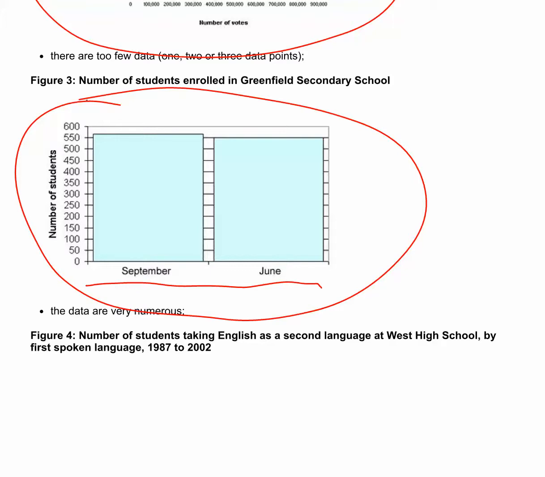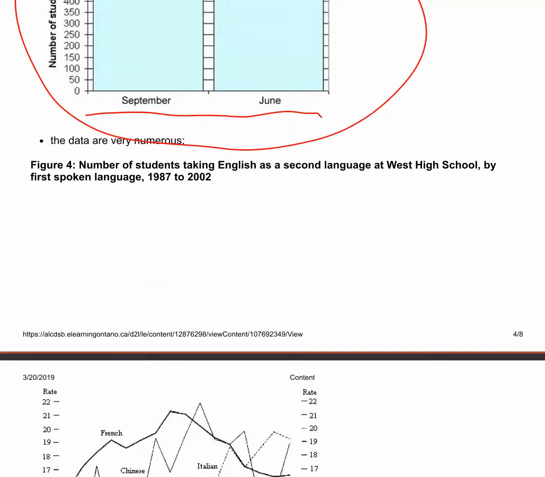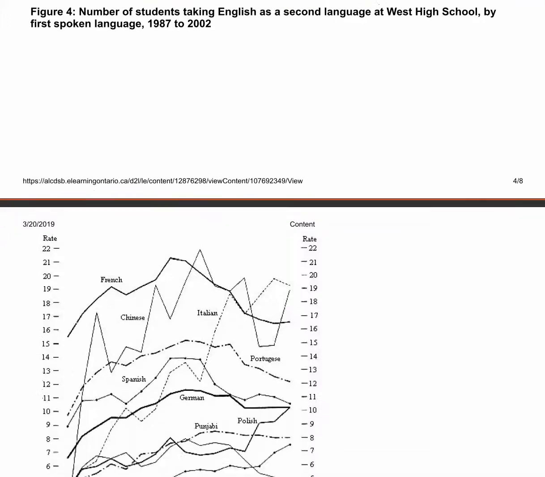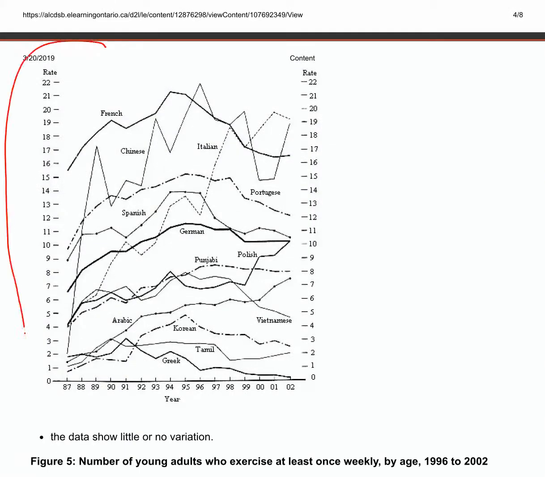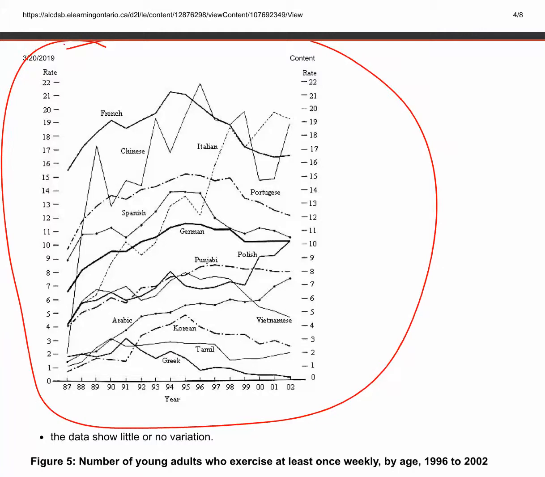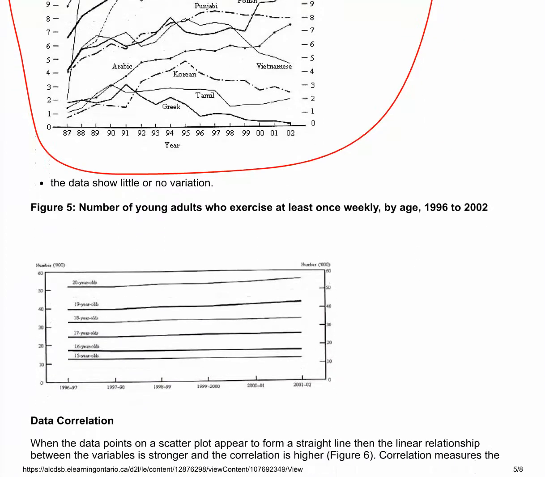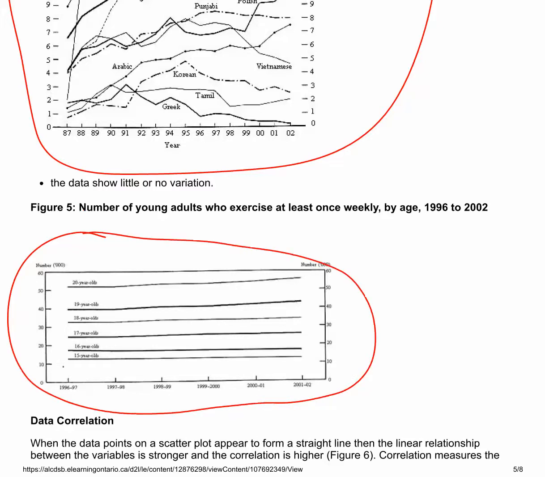Next is when the data is just too much. Below we see the number of students taking English as a second language at a West High School by first spoken language, and just look at how complicated that is. You've got Greek, Tamil, Korean, Vietnamese, Arabic, Punjabi, Polish, German, Spanish, Portuguese, Chinese, Italian, French. There's just way too much to show. I don't know what they're even trying to show. And the last case is when the data has little or no variation. The number of young adults who exercise at least once weekly by age just has the same trend, straight across, a slight increase, a slight increase. There's no point in really using a graph for that.